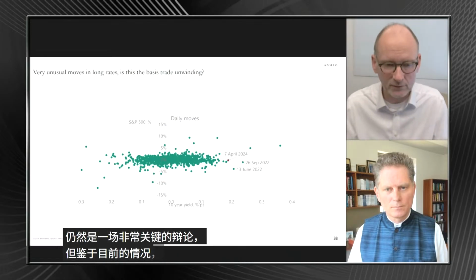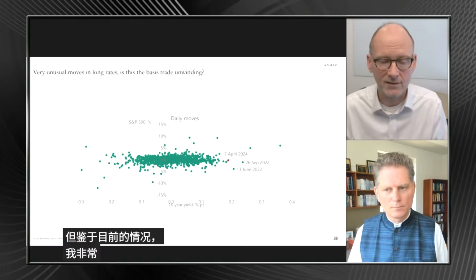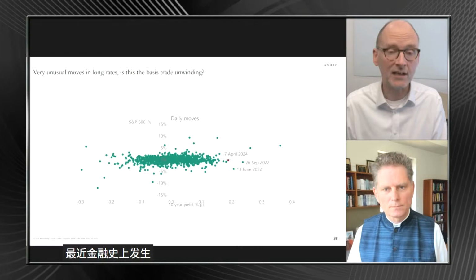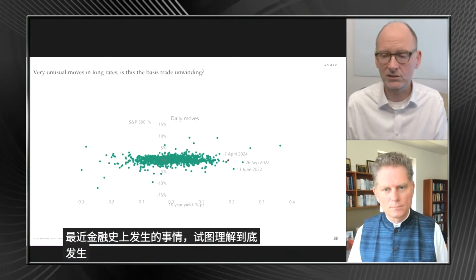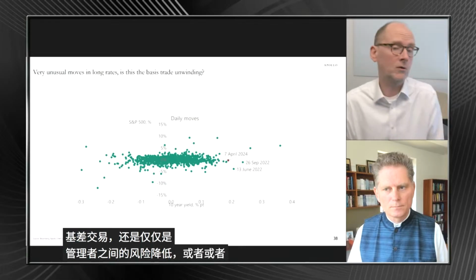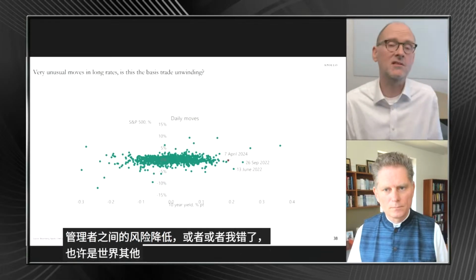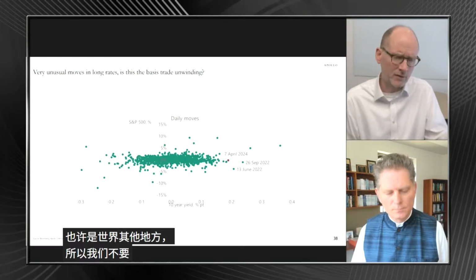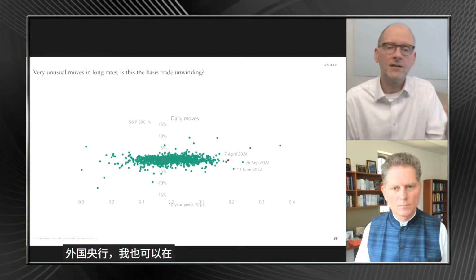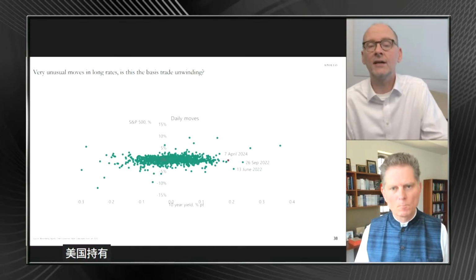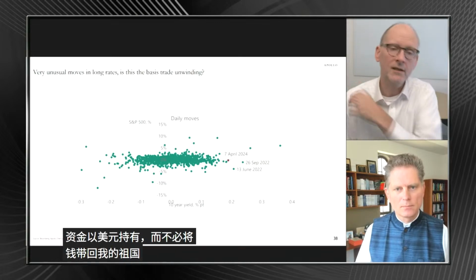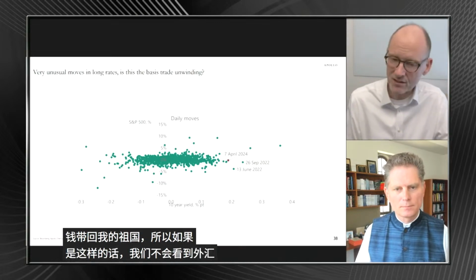But given what's happening at the moment, I feel very sure that there's a lot of people that will be studying what's happening in financial history these days, exactly to try to understand what it was that happened. Was this the basis trade? Was this just risk reduction among managers? Or am I wrong, and maybe it was the rest of the world. So let's not forget the footnote on the rest of the world: if I'm China or a foreign central bank, I could also have Treasuries in custody holdings in the US and sell that and keep the money in dollars without taking the money back to my home country. So if that's the case, we would not see an FX effect.